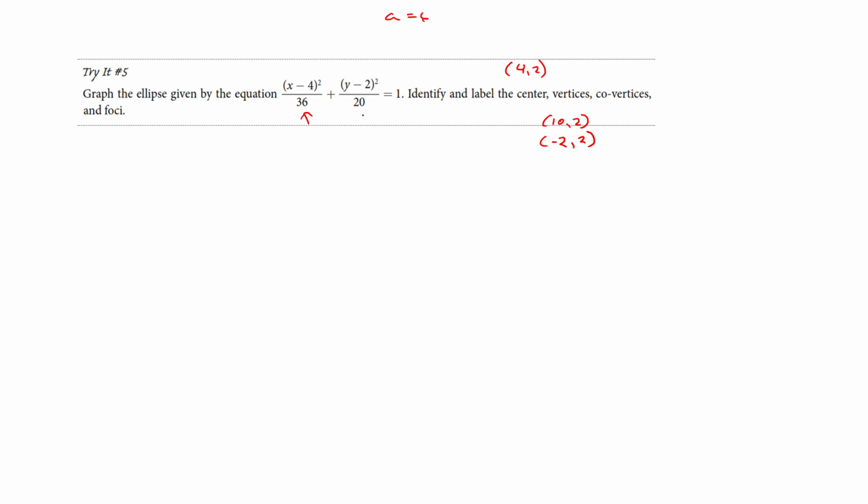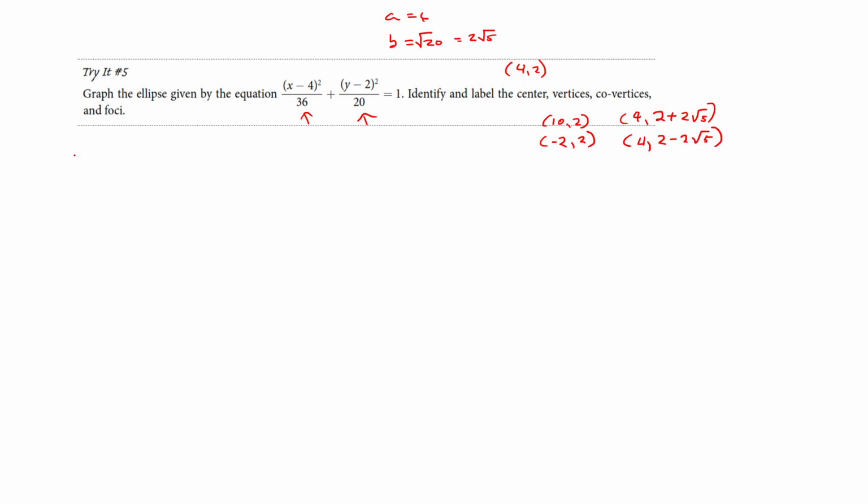Okay, now our co-vertices, B is going to be the square root of 20, which would be reduced to 2 square root of 5. So that's vertically. So we're at our center, and we're going to add 2 square root of 5. And we're at our center, and we're going to subtract 2 square root of 5.